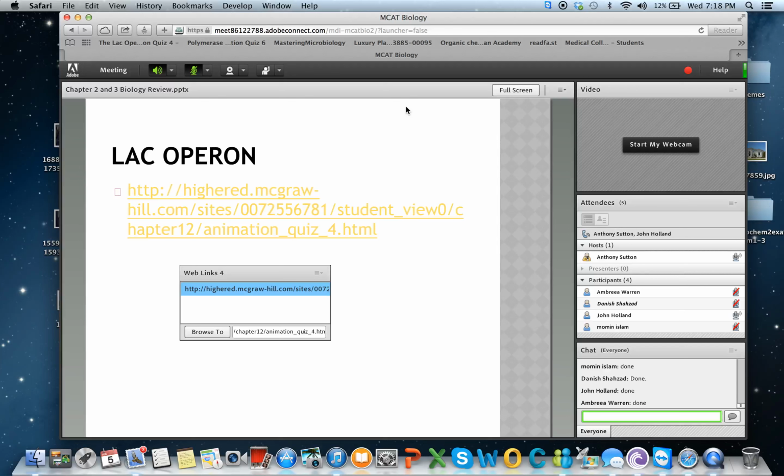So what is the take-home message? This is a lac operon, right? If you have RNA polymerase, and it can bind to the promoter, but you block it with the repressor, right? So what would happen? Ultimately, what needs to happen for transcription to occur?